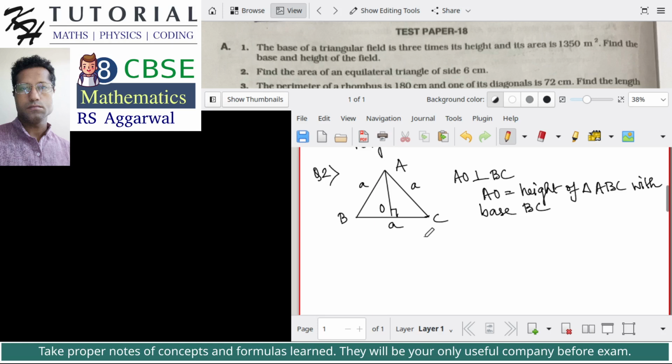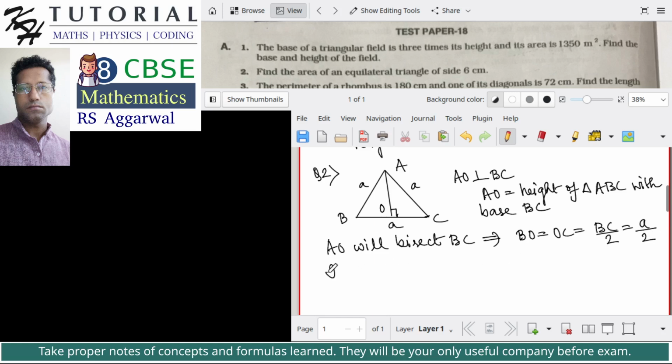Please note that since this is an equilateral triangle, in fact if ABC is an isosceles triangle where angle B is equal to angle C, and you drop a perpendicular from vertex A on BC, then the perpendicular will bisect the base BC. So AO will bisect BC. This implies that BO is equal to OC, which is equal to BC by 2, which is A by 2.